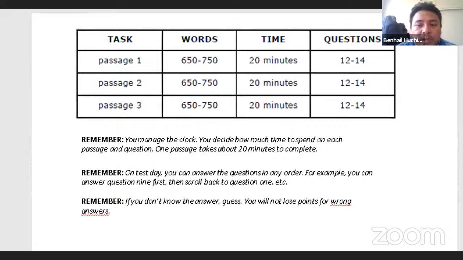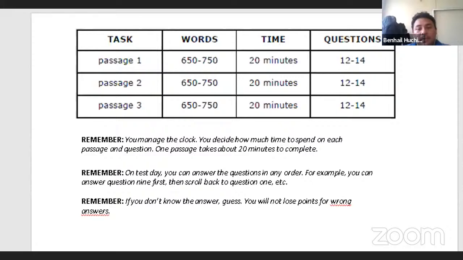Now you have to manage the clock. You decide how much time you spend on each passage and question. One passage takes about 20 minutes to complete. You decide how much time you spend on every question. So you can take 1 minute answering one question and 5 minutes answering another, because there isn't a timer that says how much time to spend. You decide, and you can also scroll down and scroll up if you want to see the other questions.